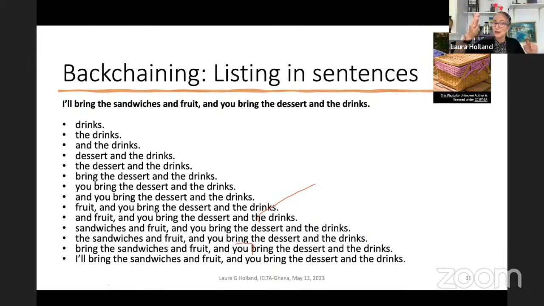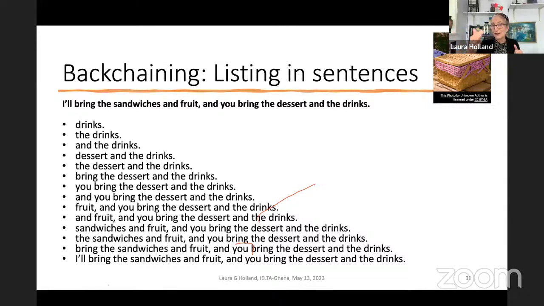Okay, try that. Fruit, and you bring the dessert and the drinks. And fruit, and you bring the dessert and the drinks. Nice. Sandwiches and fruit, and you bring the dessert and the drinks. The sandwiches and fruit, and you bring the dessert and the drinks.